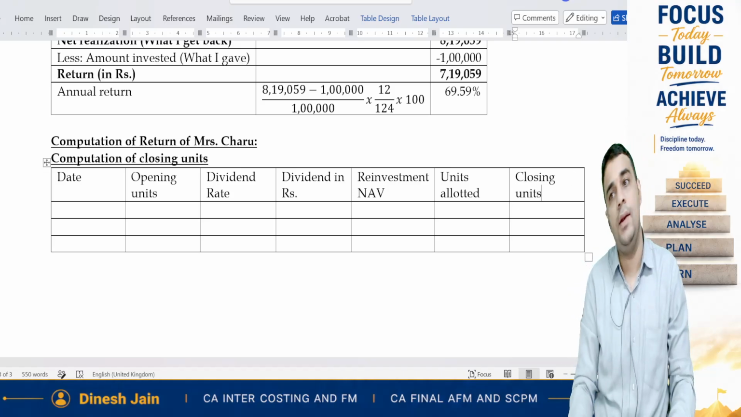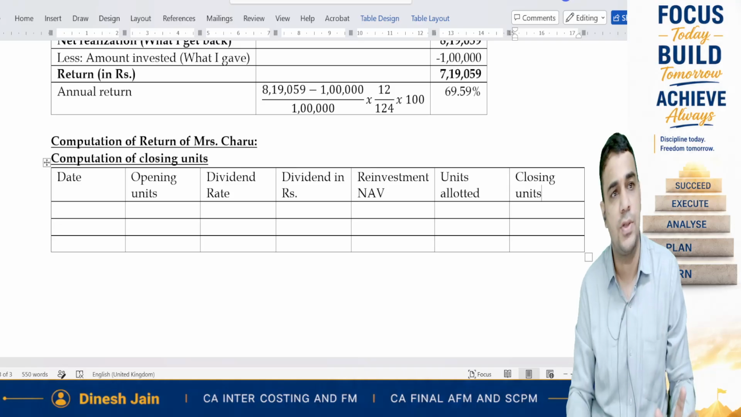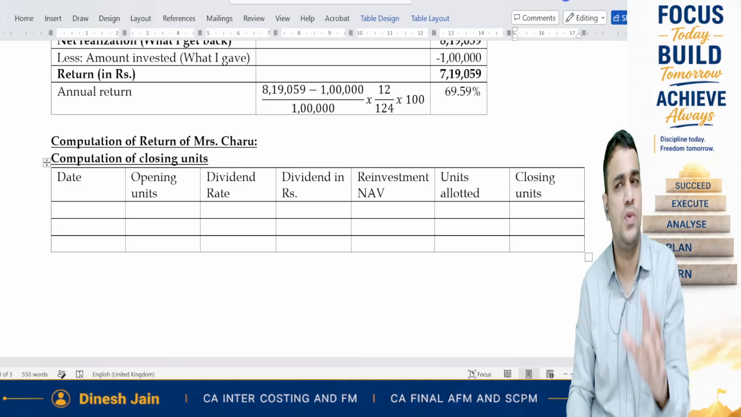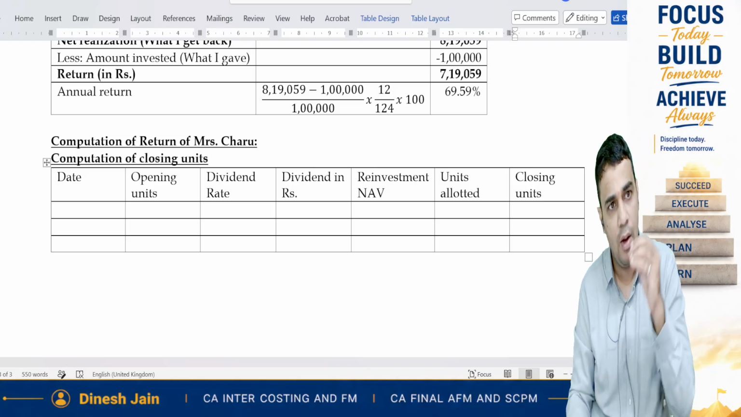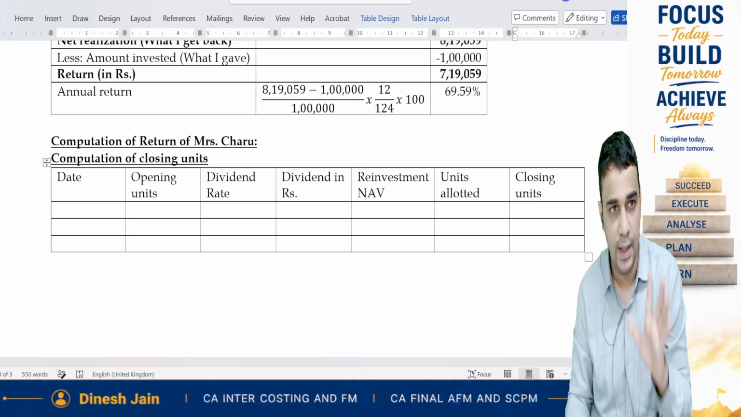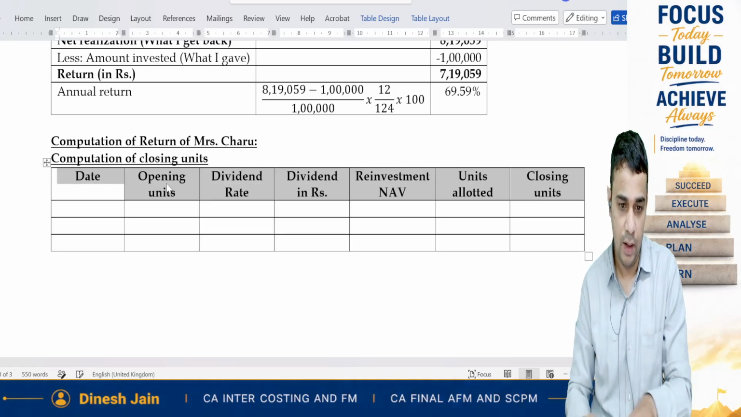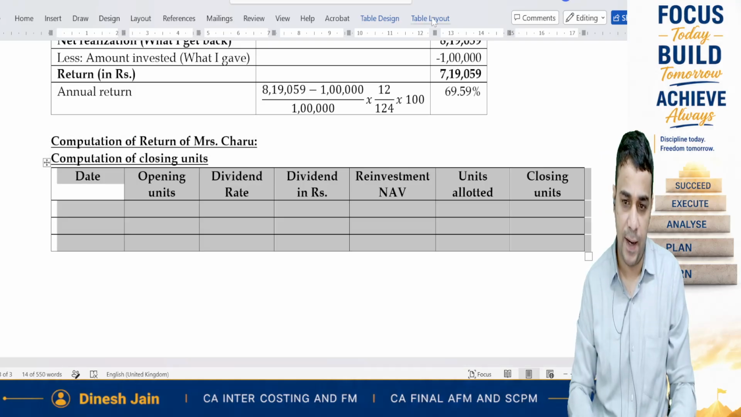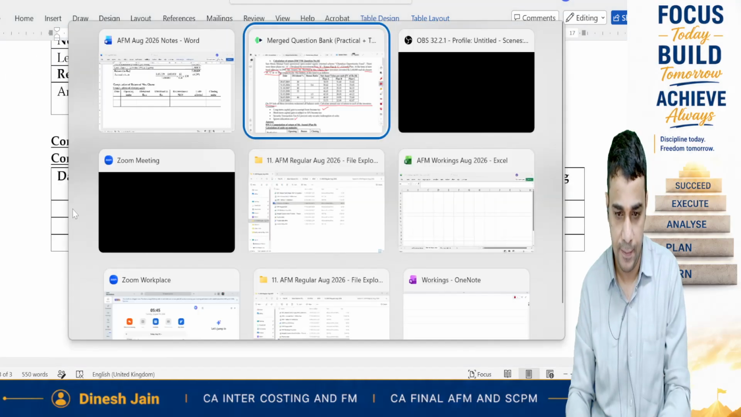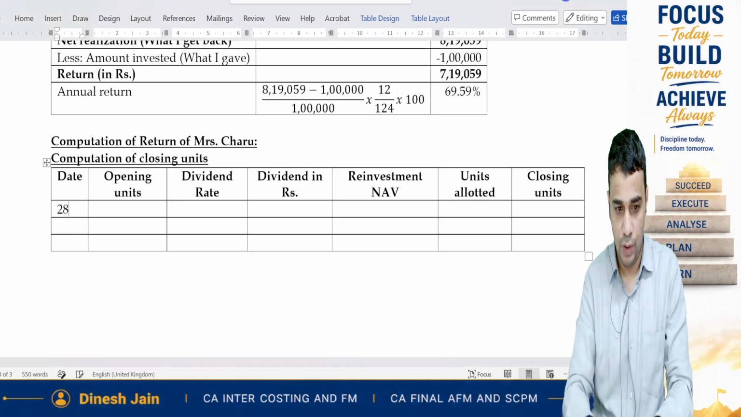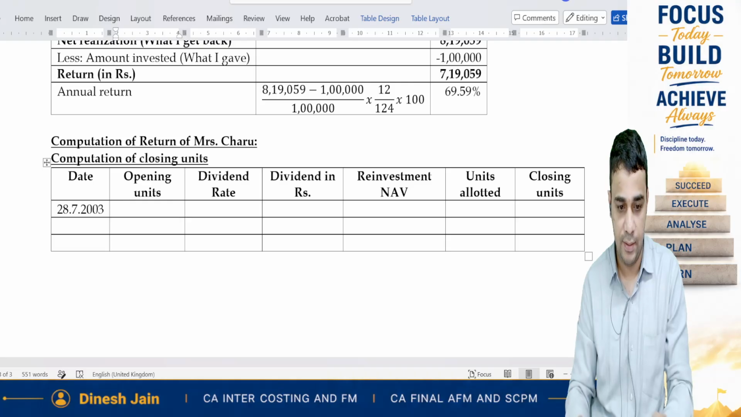Under dividend reinvestment plan, multiple dividends will be paid, and our objective is to get to the closing units. Once we get the closing units, we'll get closing units into closing NAV, opening units into opening NAV, and then get the return part of it. How many dividends are there participating? What are the dividends paid? Tell me the first date. 28/7/2003. What's the dividend rate?